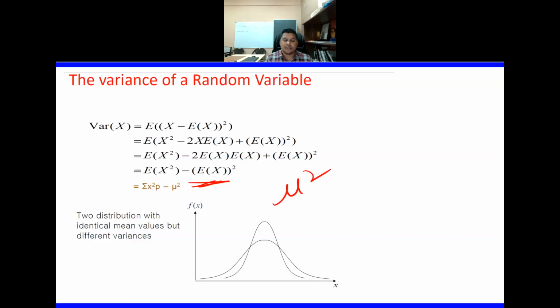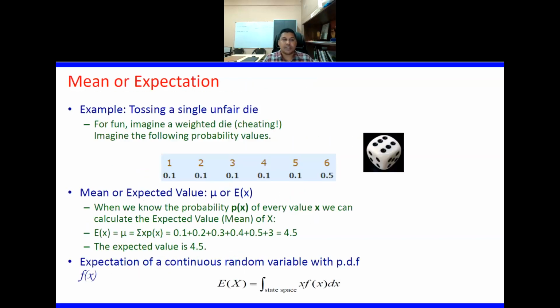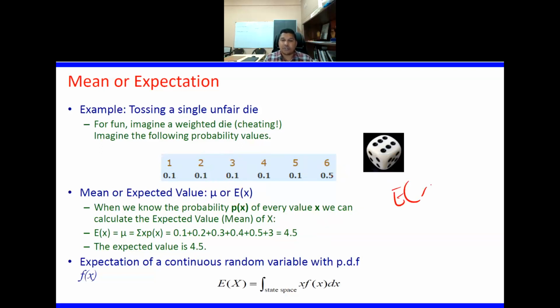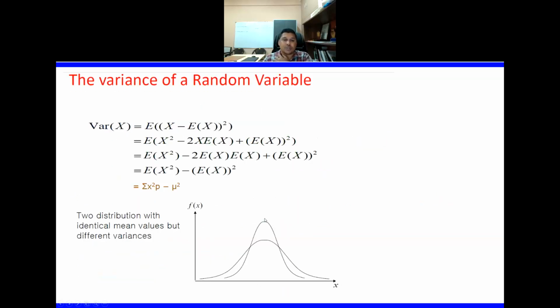E of x square. What is x? Your random variable. This example you see. Here, E of x means you got 4.5 because it's multiplication of both. This square I'm asking. This is okay. But what is E of x square? It means you have to find out squares of the values, you have to find out squares of the values into their probability.